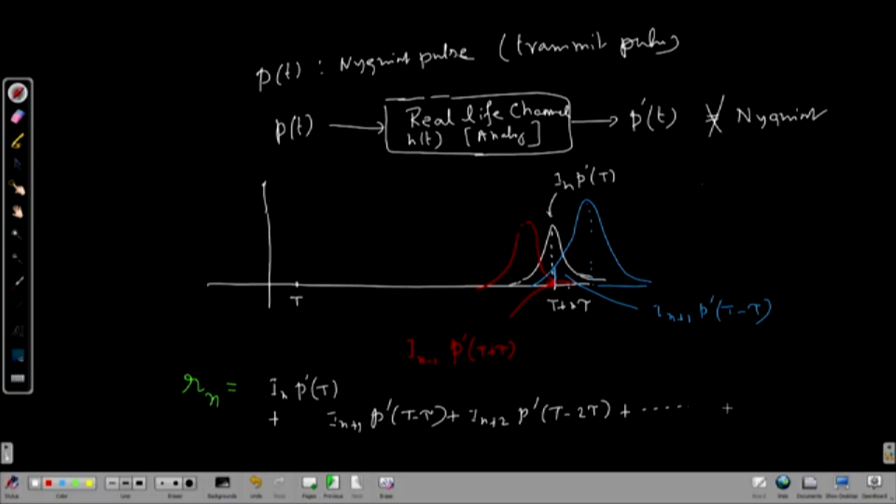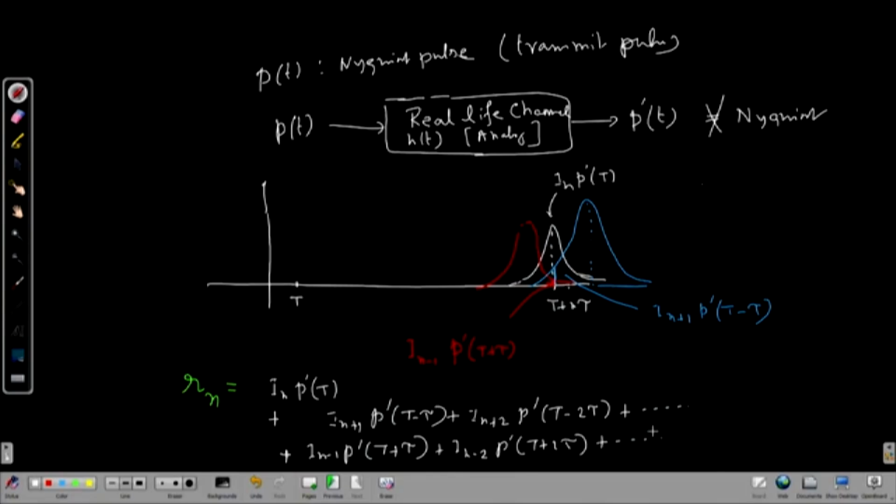All right. And then there is one more term from the left hand side: I n minus 1 p prime t plus tau, I n minus 2 p prime t plus 2 tau, plus dot dot dot.